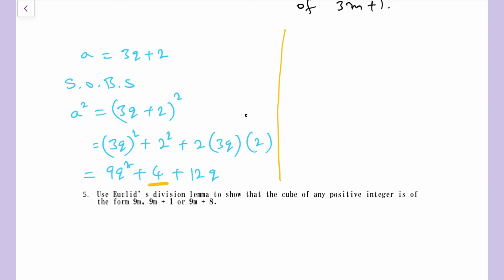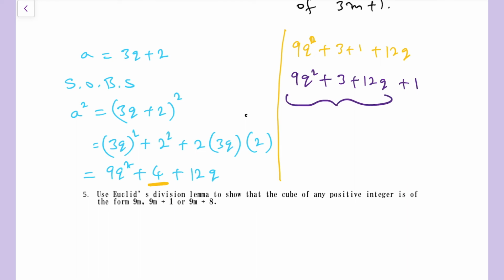Now we need to know a small logic here, that is, here the remainder is 4, right? But in the 3 table the divisor is 3. So always the remainder should be smaller than the divisor only, but here the remainder 4 is bigger than the divisor 3, so it is not possible. So that is the reason we will separate that 4 as 3 plus 1, divisor plus 1, plus 12q as it is. Now again keep that 1 completely to the dead end, 9q square plus 3 plus 12q plus 1 aside again.